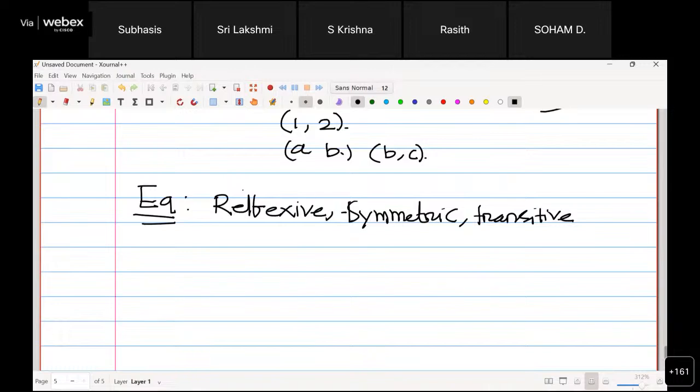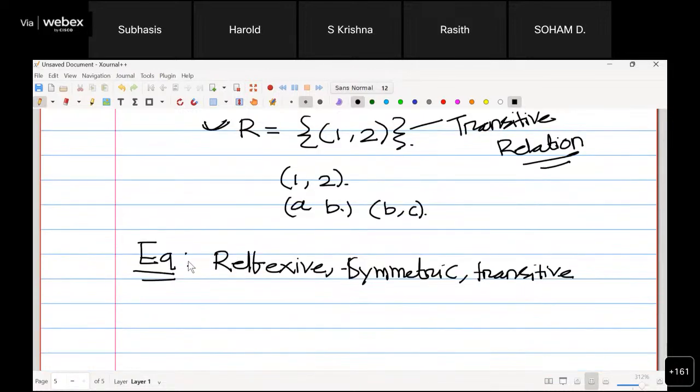Sir, this also has to be on A to A only, no? To check whether it is an equivalence relation, we should first verify that it is on set A to set A. Because I can't talk about reflexive, symmetric, and transitive relations from set A to some different set. So it has to be a relation from A to itself.